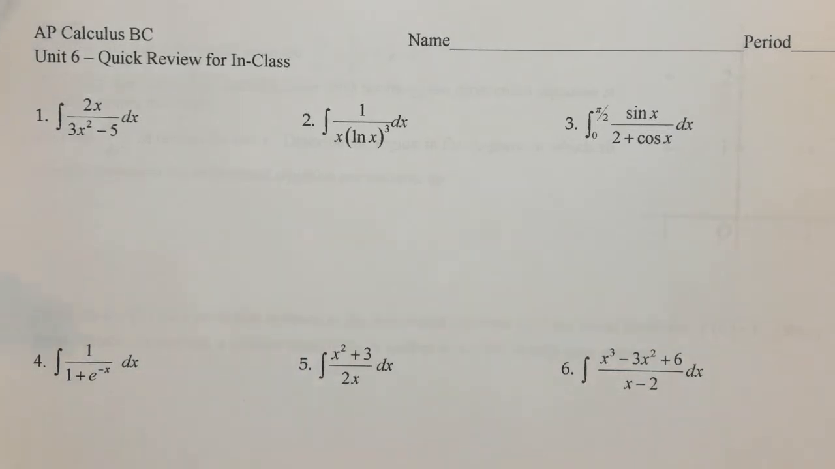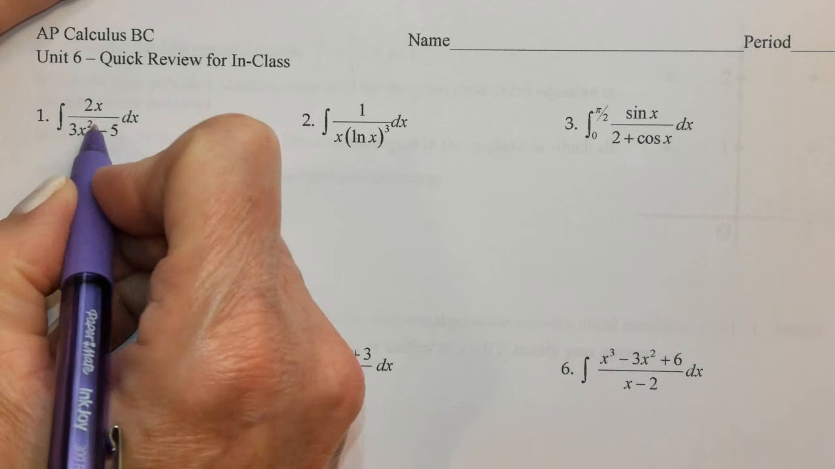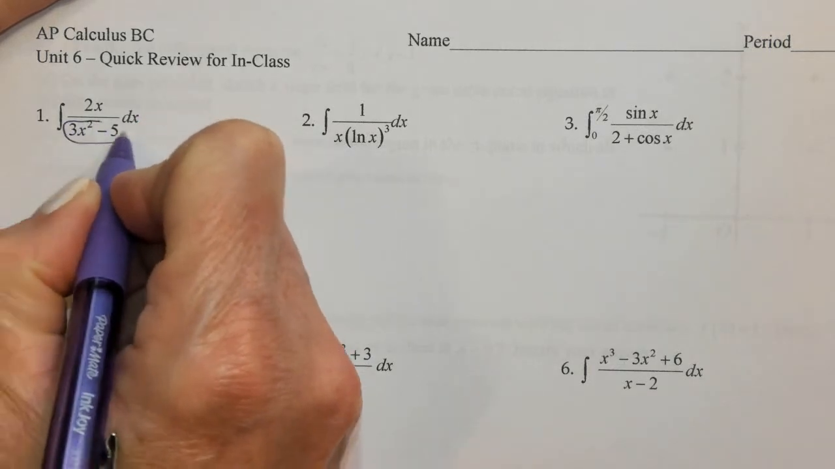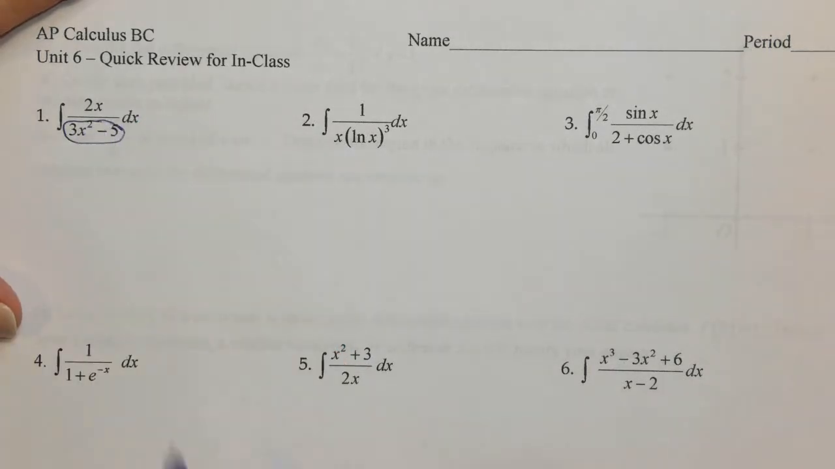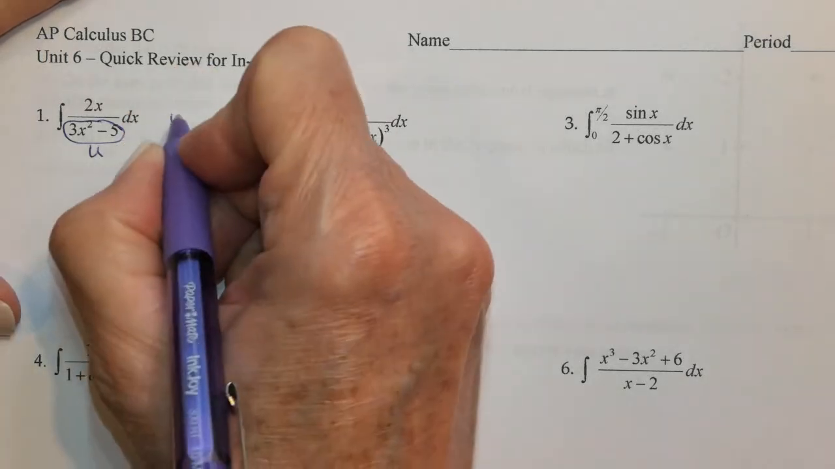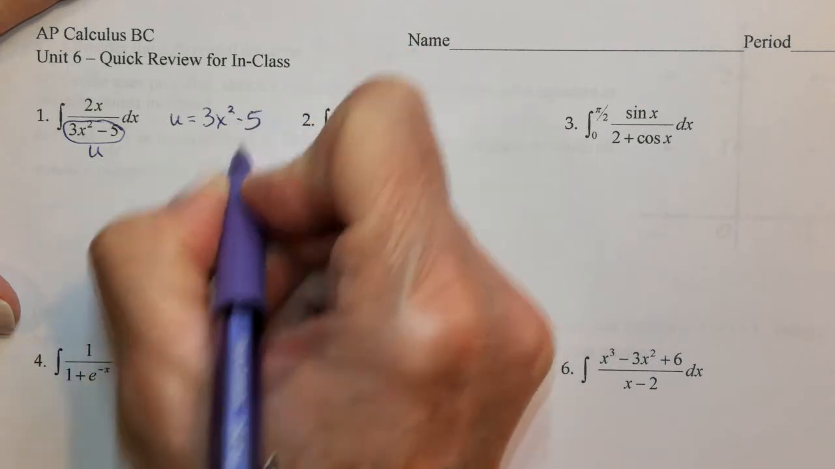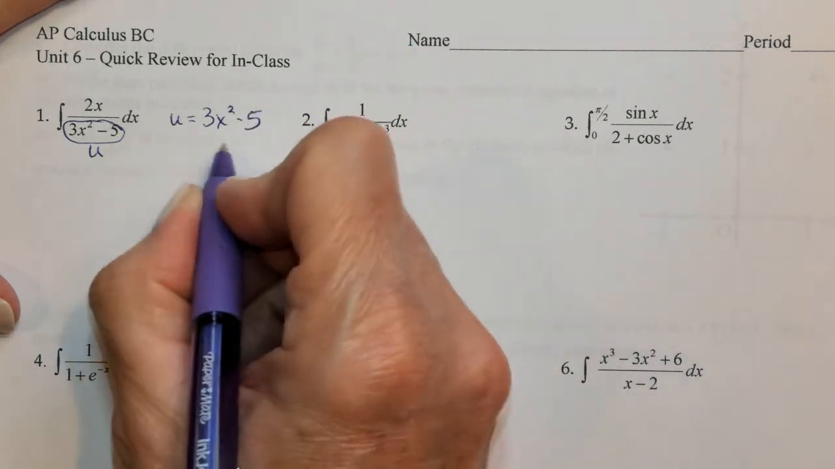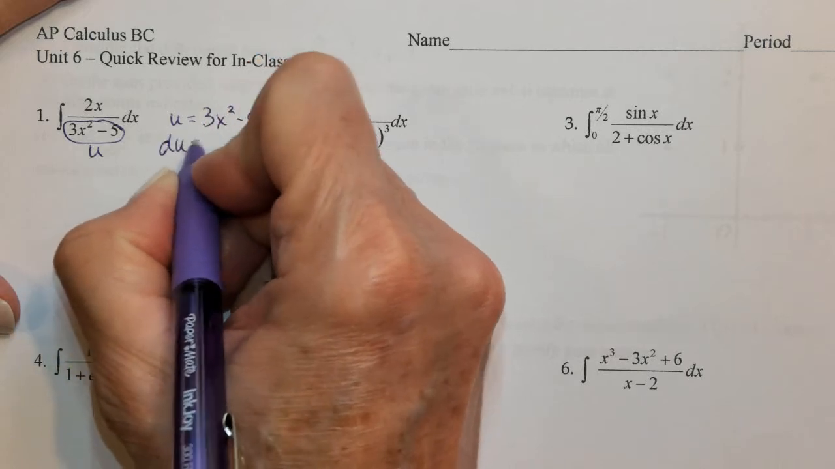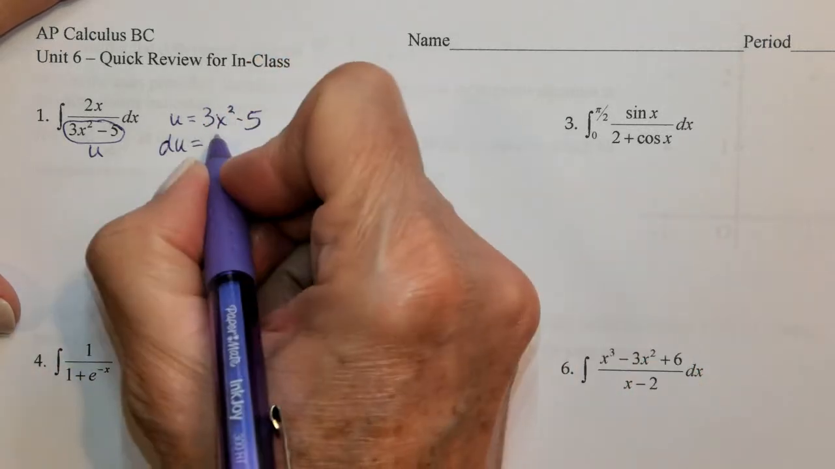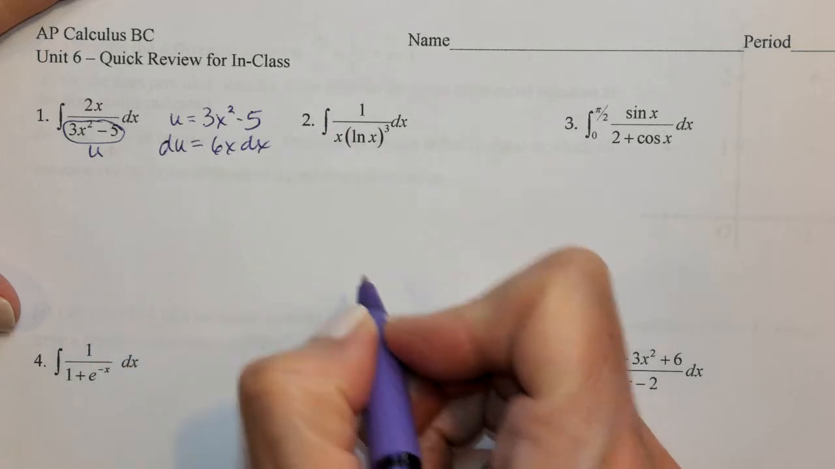So let's take a look at what we would do for number 1. For number 1, I'm looking at the denominator, and I'm going to treat this denominator as a single thing. So I'm treating that as my u, all right? So I'm doing a u substitution where u is 3x squared minus 5. So I'm going to take the derivative of each side, so I'm taking the differential. Du is equal to 6x dx.